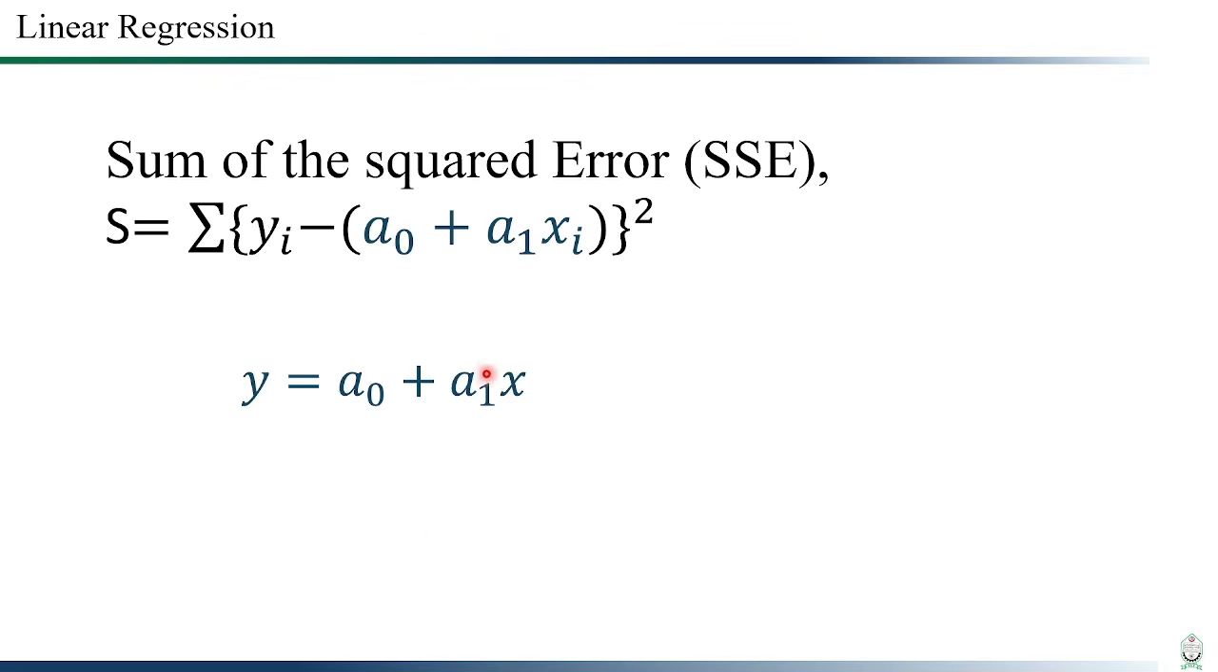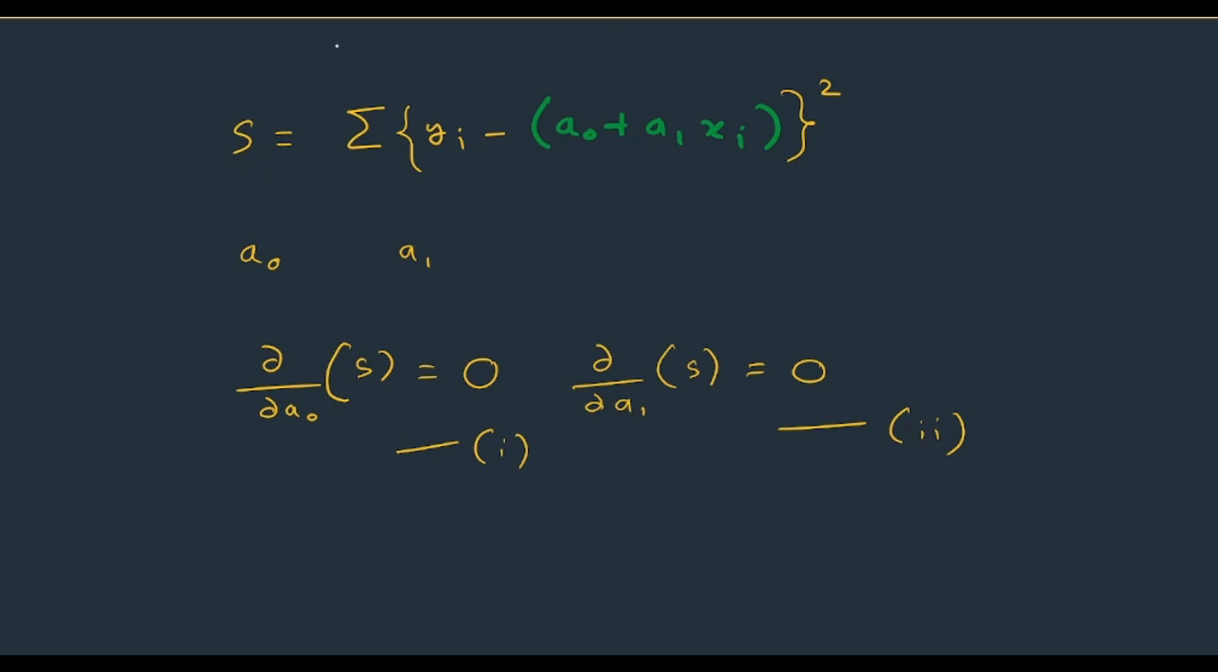For our case, we need to come up with the values of a0 and a1 such that the sum of squared error becomes the minimum. From our discussion so far, we have seen that this is how the function of sum of squared error looks like, or this is the loss function. And our goal is to find the values of a0 and a1 such that this loss function becomes the minimum.